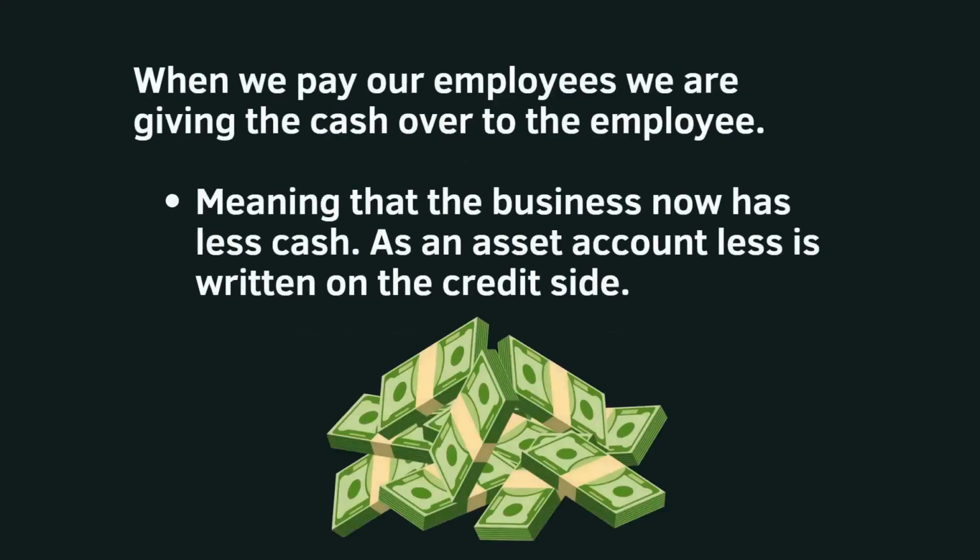When we pay our employees, we are giving the cash over to the employee. In other words, the business now has less cash on hand because it's giving it away to its employees. As an asset account, less is written on the credit side. So cash is an asset account, and cash will decrease on the company side because it's now giving it away. That means our cash account is an account that needs to be credited.